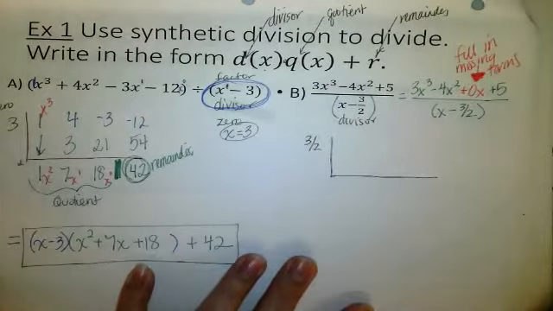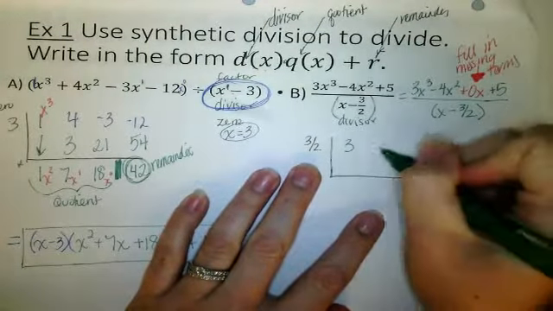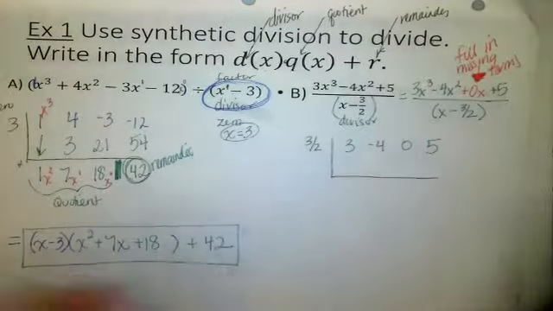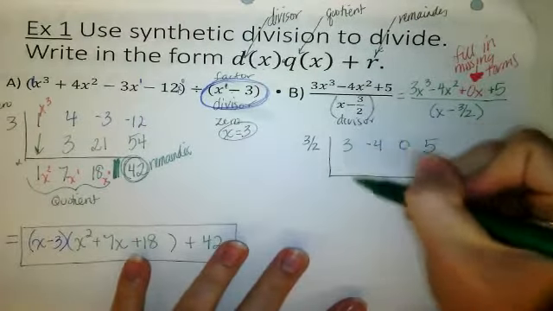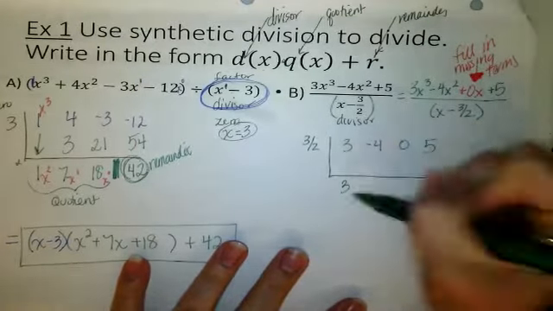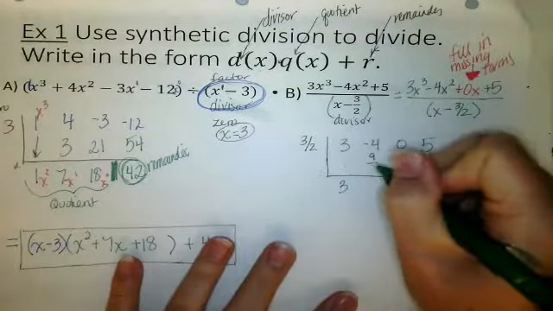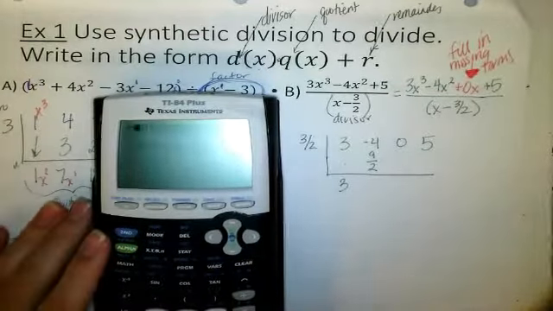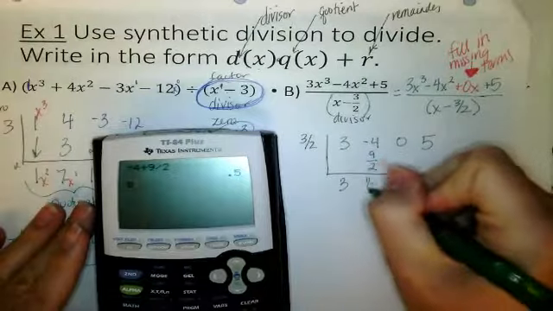Write all our coefficients along the top. 3, negative 4, 0, and 5. And again, the process is combine and multiply. 3 plus 0 is 3. And we multiply. What's 3 times 3 halves? 9 halves. And this is where I just don't really care enough. So negative 4 plus 9 halves gives me 0.5, which is also 1 half.